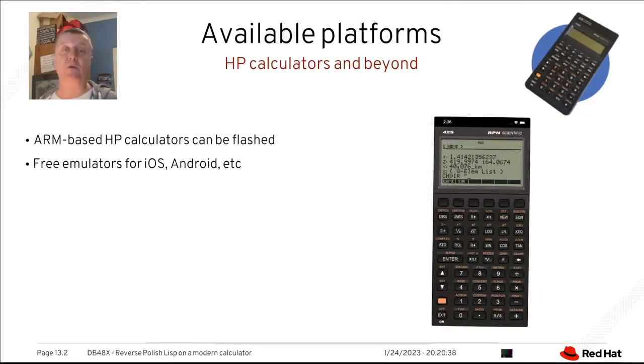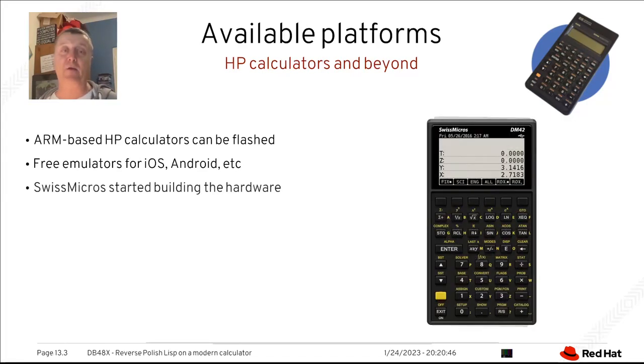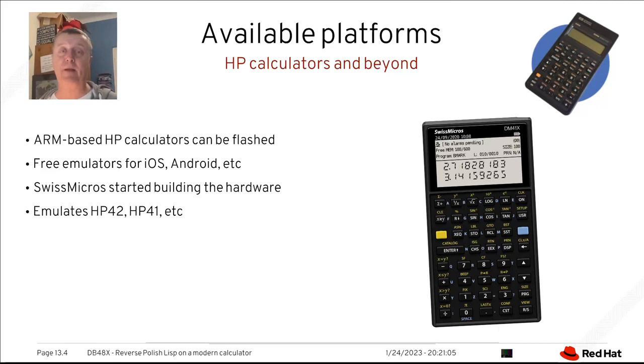There are also a number of free emulators for iOS, Android, etc. So what you see here is a 42 emulator called Free42. And Swiss Micros essentially started building the hardware around this software. So they created the DM42, which runs a variant of Free42 with some underlying firmware to provide operating system level services. And so they have this platform, and that same platform, just with the firmware flashing and changes in keyboard, can emulate the HP42, the HP41, etc.